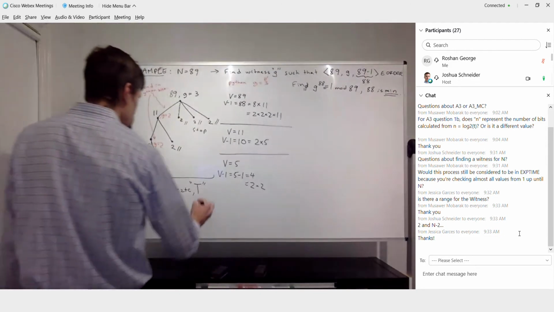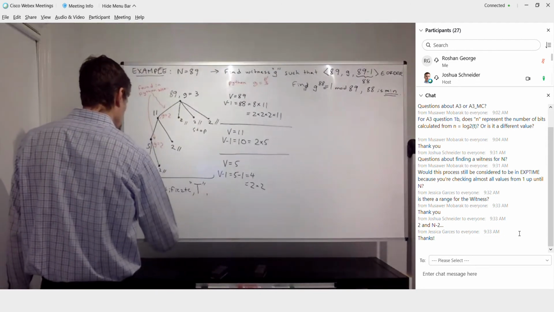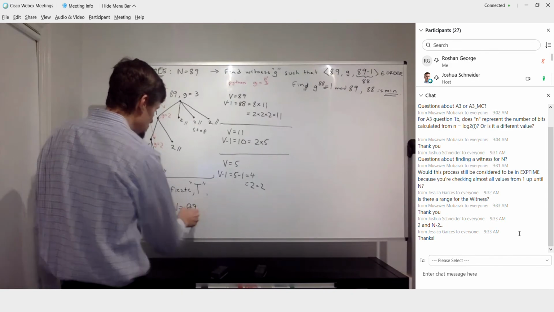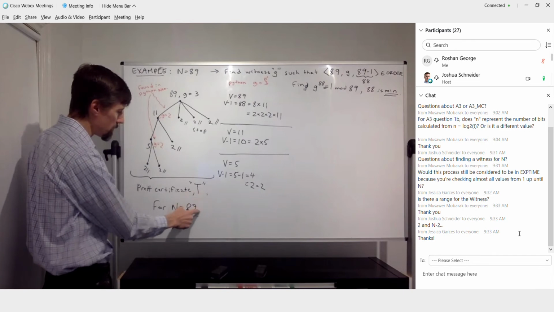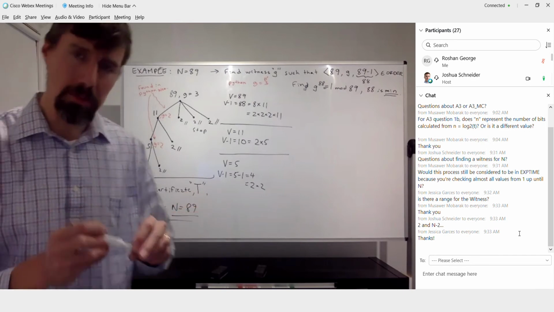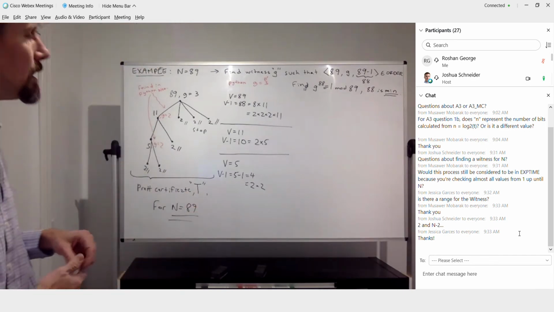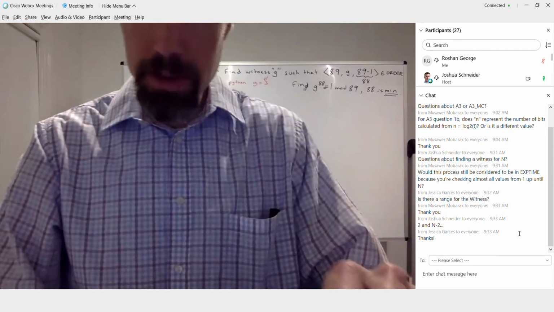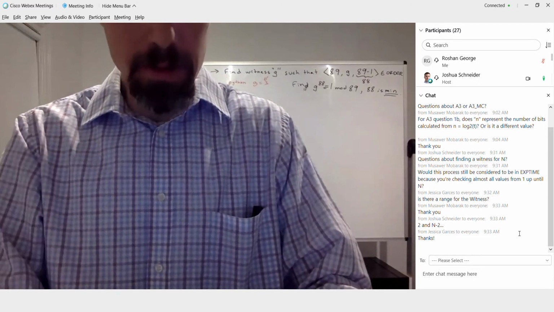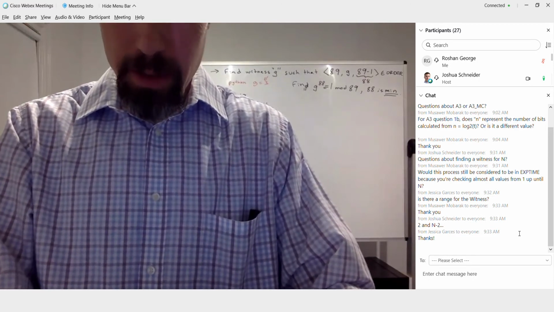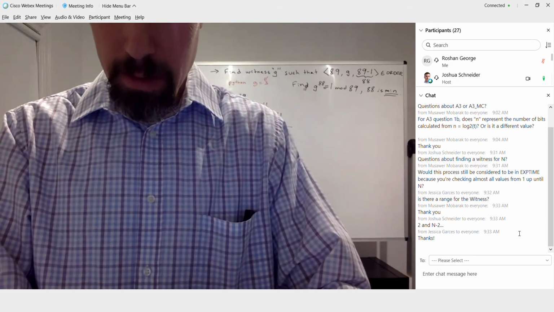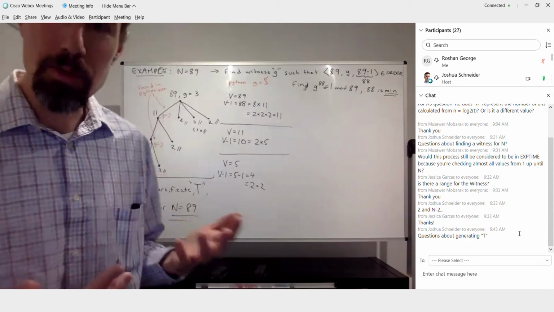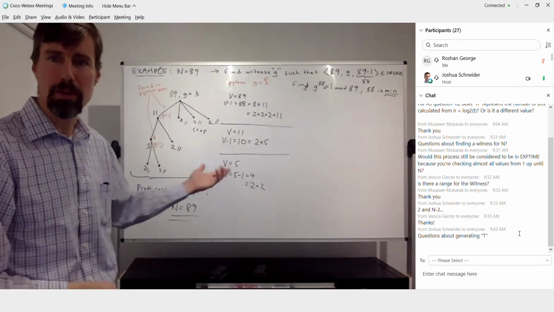So Pratt certificate T4 is equal to 89. It's a specific tree certificate for the prime integer 89, right? So there's the certificate before we do the verification, right? Questions about generating that certificate. So questions about generating T, right? And when I say T in the assignment, I'm referring to the tree that is the Pratt certificate for a given integer.